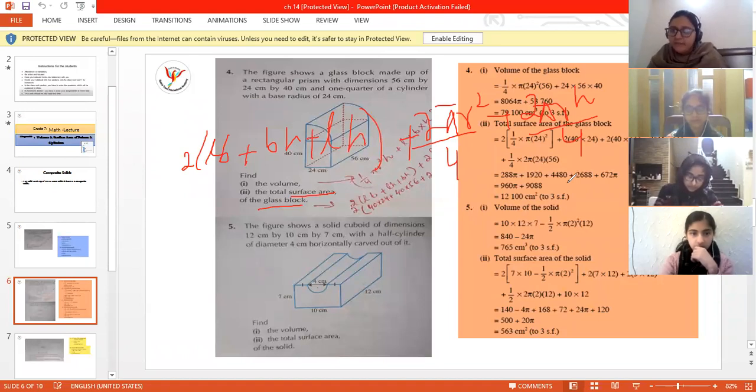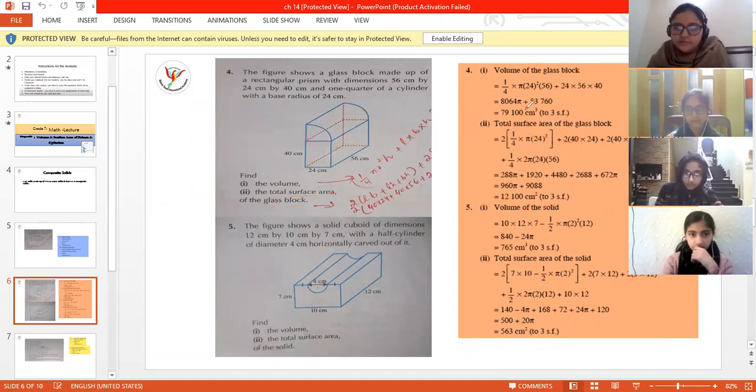If you have any question related to this, then please raise your hands. The answer will be 12,100 centimeters square. Does anyone have a question related to this? No questions? Zaina, Ehab, Ishal, 7B. No question related to this. I hope it will be clear to you.